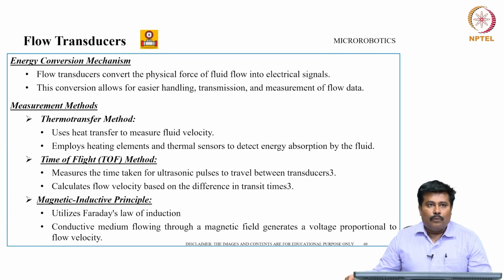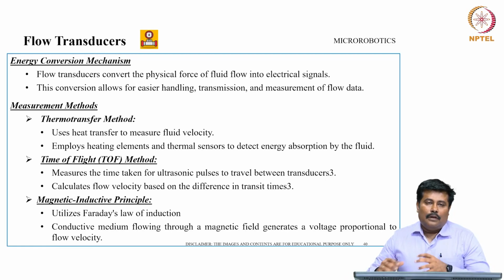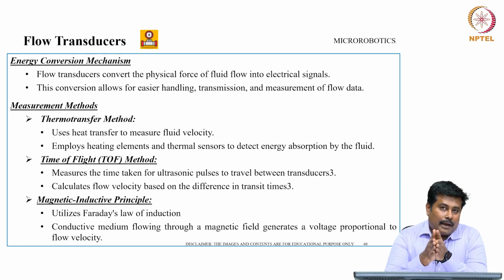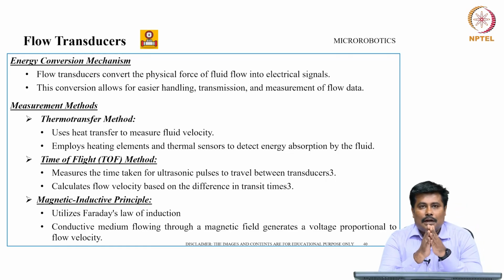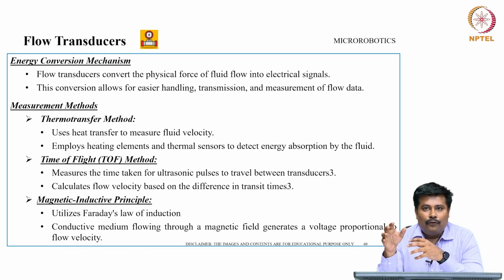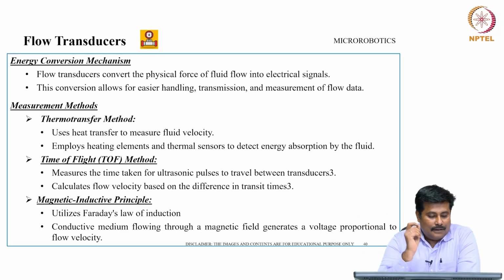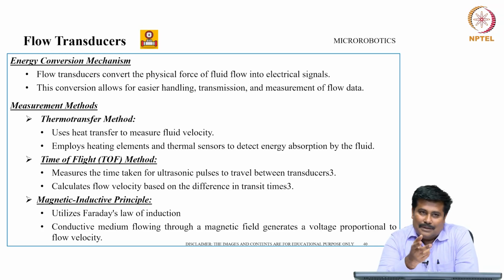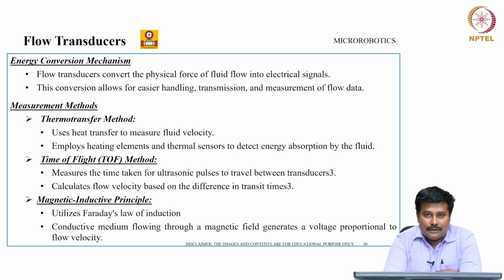Now, let us discuss the energy conversion mechanism. With reference to energy conversion, the flow transducer converts the physical force of the fluid flow into an electrical signal. This conversion allows for easier handling, transmission and measurement of flow data. When we consider the measurement methods, we have the thermotransfer method. The thermotransfer method uses heat transfer to measure the fluid velocity. It employs a heating element and thermal sensors to detect the energy absorption by the fluid.